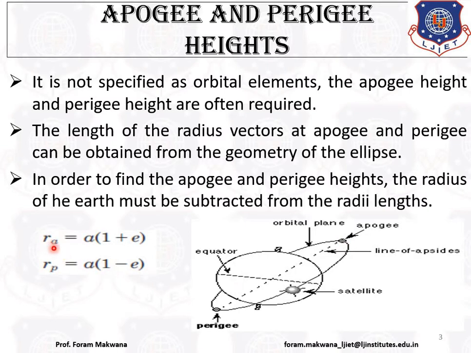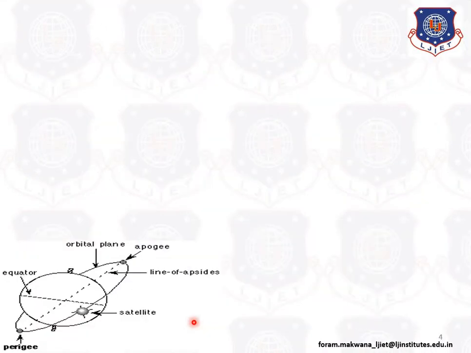So RA is equal to a(1 + e). Small a represents the semi-major axis and small e represents eccentricity. Similarly, RP is equal to a(1 − e). The only difference in calculating the radius of apogee and perigee is that here a plus sign is present and here a minus sign is present, right? Let us take one example.